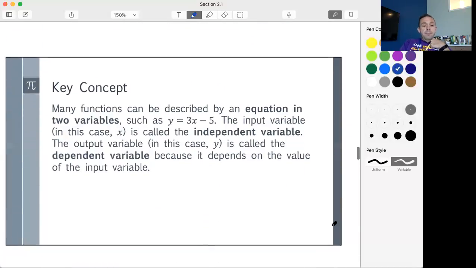So another key concept. Many functions can actually be described as an equation in two variables, such as the equation y equals 3x minus 5. The input variable will be x, which is called an independent variable. The output variable y will be called the dependent variable because it depends on what the input value is.